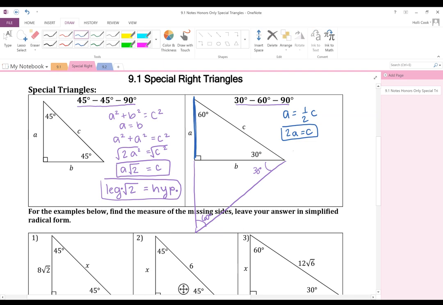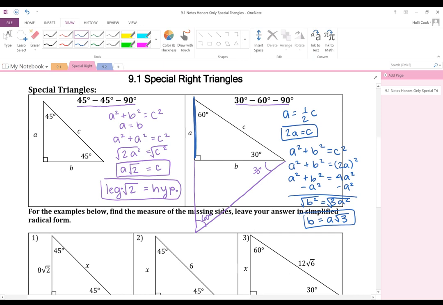Now we're going to look at our Pythagorean theorem one more time, and we are going to plug in 2a for c. Make sure you have those parentheses. Then 2a squared is equal to 4a squared. Now we can subtract a squared. We get b squared is equal to 3a squared. And if we do our square roots, then b is going to be equal to a times the square root of 3.